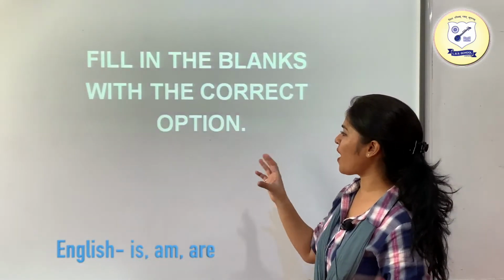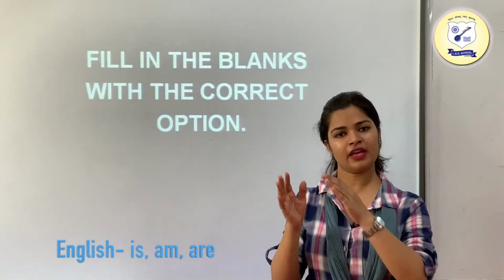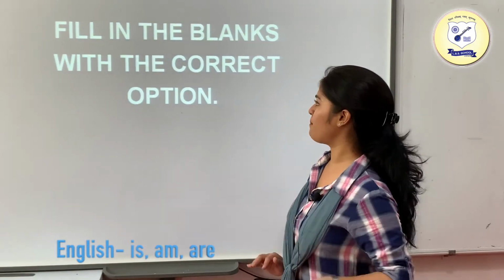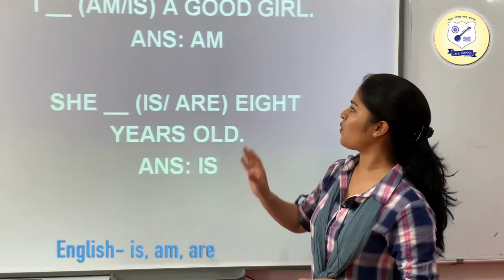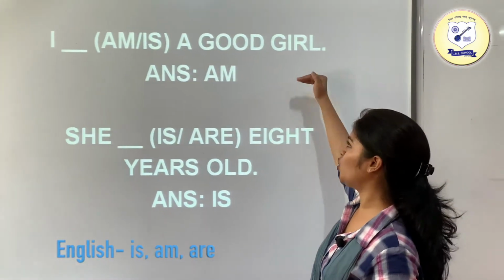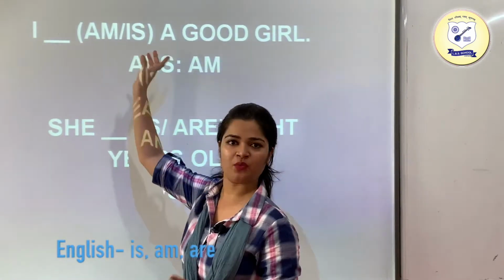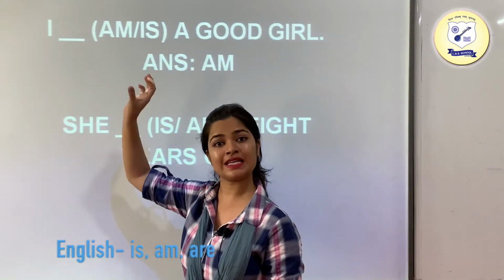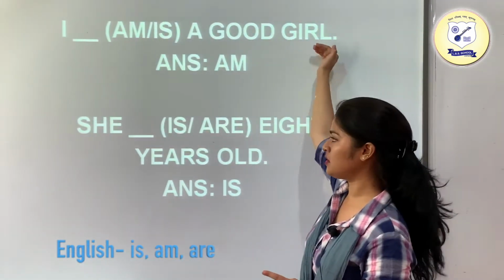Now we are going to have few options with us. Among those options we need to choose the correct one and fill in the blanks. Now, "I dash a good girl." Among "am" and "is", which one is correct? Since we are having I as your pronoun, what we are going to put is "am". I am a good girl.